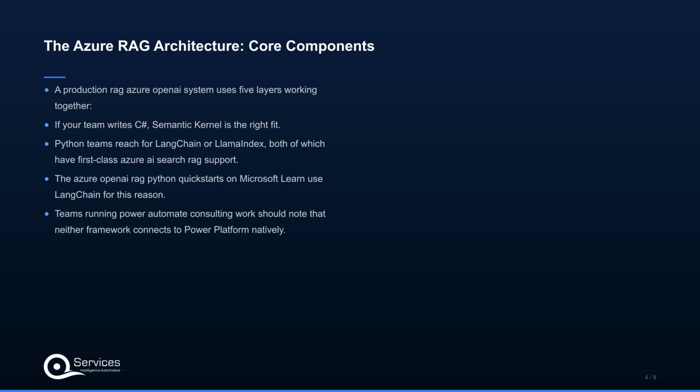Python teams reach for LangChain or LlamaIndex, both of which have first-class Azure AI Search RAG support. The Azure OpenAI RAG Python quick starts on Microsoft Learn use LangChain for this reason. Teams running Power Automate consulting work should note that neither framework connects to Power Platform natively. You expose the RAG layer as an API and Power Platform consumes it via a custom connector.